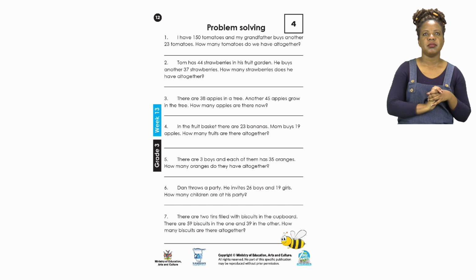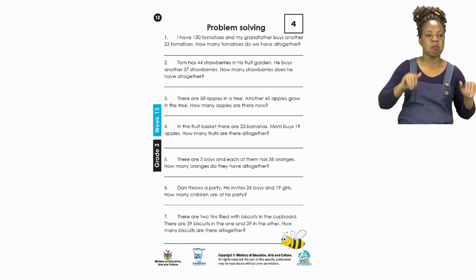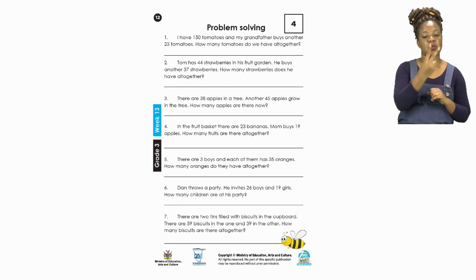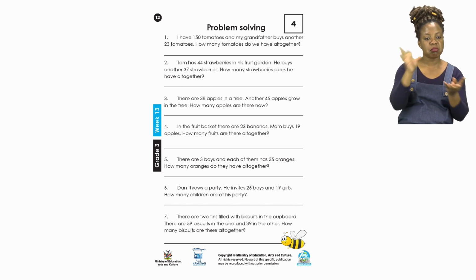Number 6 says, Dan throws a party. He invites 26 boys and 19 girls. How many children are at his party? Let's read it again. Dan throws a party. He invites 26 boys and 19 girls. So how many children are at his party?